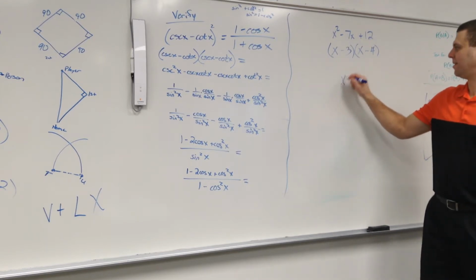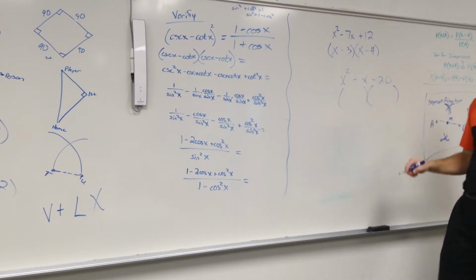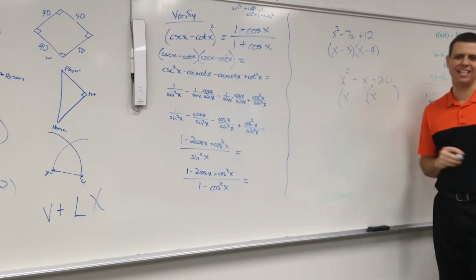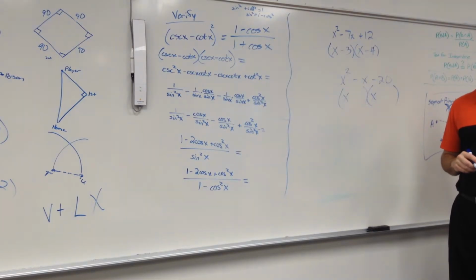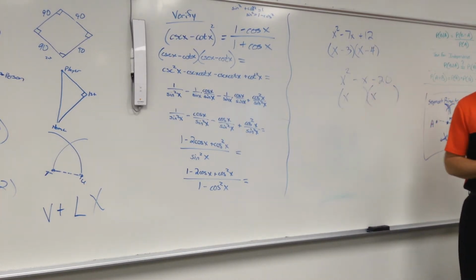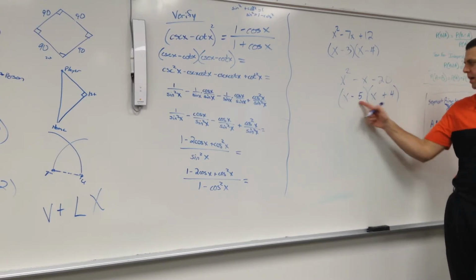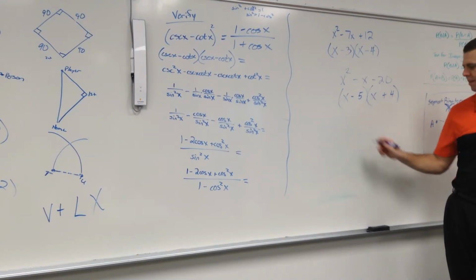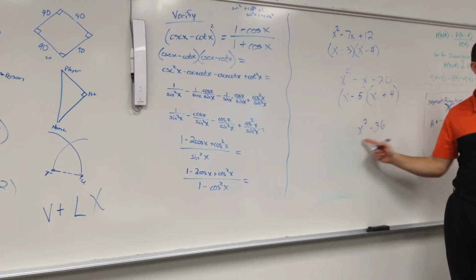Okay? x squared minus x minus 20. x and x. What multiplies to negative 20 and adds to negative 1? 20 and 1? 10 and negative 10? They don't add to negative 1. They've got to add negative 5 with a positive 4. Do those multiply to negative 20? Yeah. And do they add to negative 1? Yep. Okay?